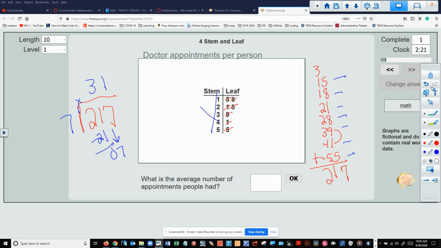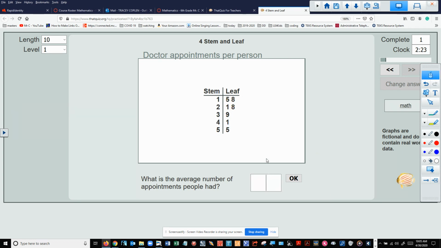I hope that this has helped you to understand how a stem and leaf chart works here, and then also how to find the average on that stem and leaf.